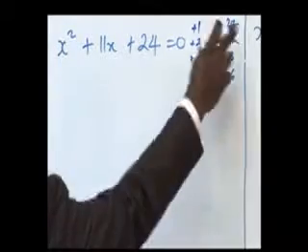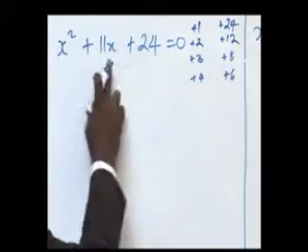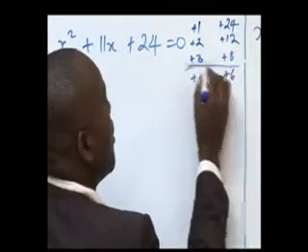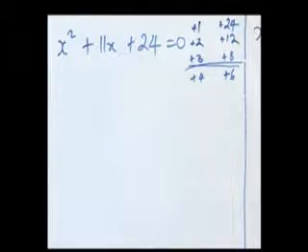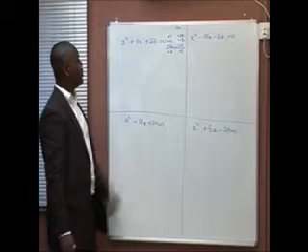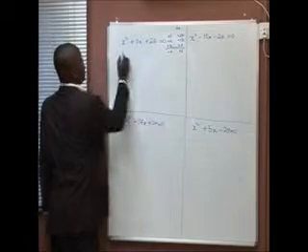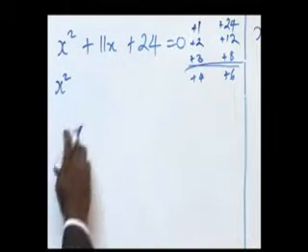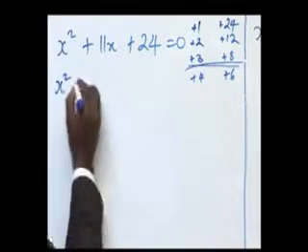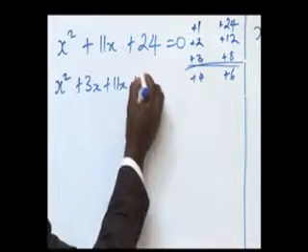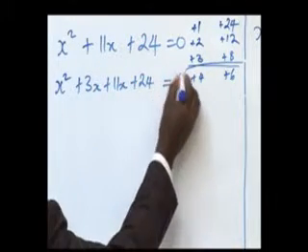Which of these sets will fit to replace our plus 11x? Without too much struggle, you can see that plus 3 and plus 8 will give us plus 11. So I'm moving immediately, and I place there x squared. In place of 11x, I bring in plus 3 and plus 8, and I have x squared plus 3x plus 8x plus 24 is equal to 0.